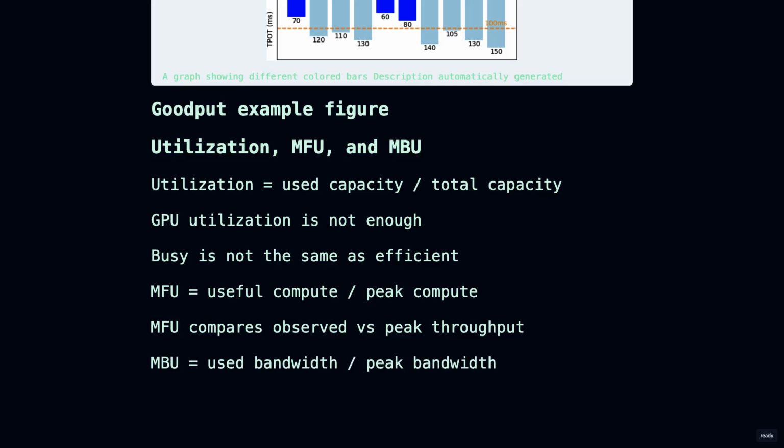Memory bandwidth matters too. So MBU measures how much of the available bandwidth your inference job is consuming. This is especially important for large models, where memory traffic can become the bottleneck.